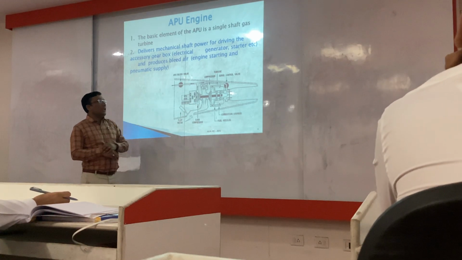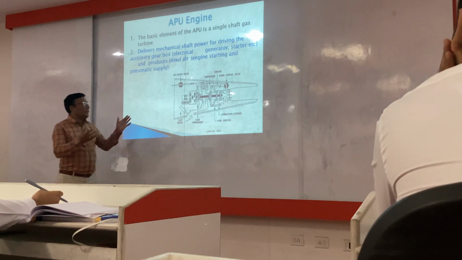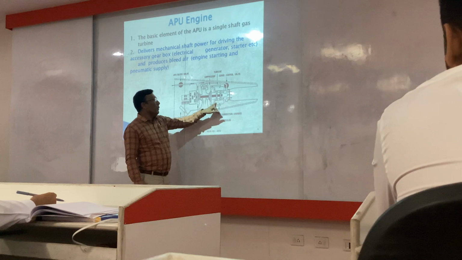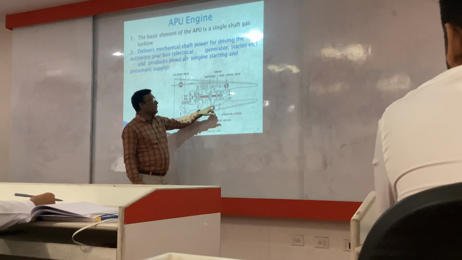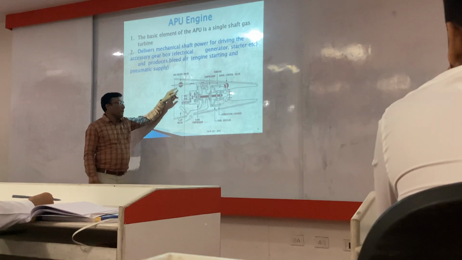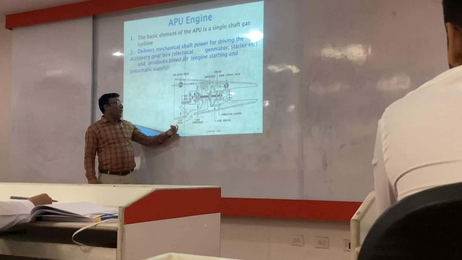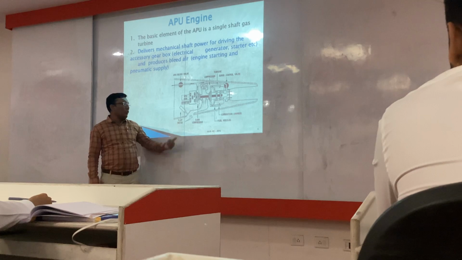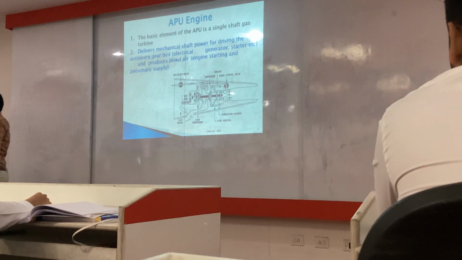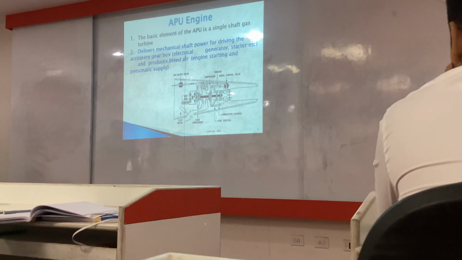Otherwise all the parts are similar to the engine: turbine, combustion chamber, fuel nozzles, surge control valve and APU bleed valve. This is the flap motor for opening and closing of the flap. So this is the prototype of the main engine.